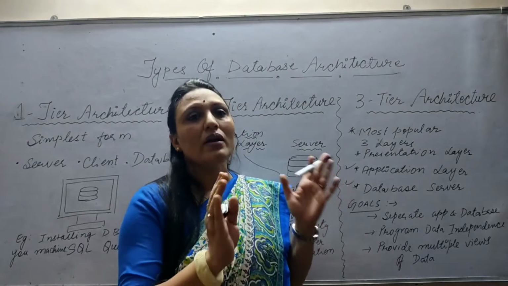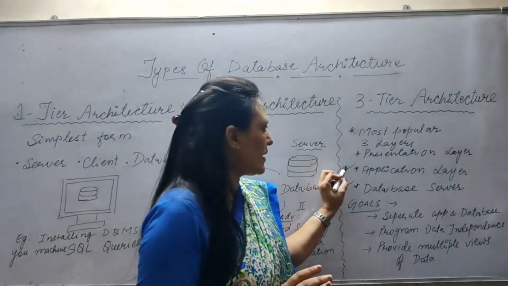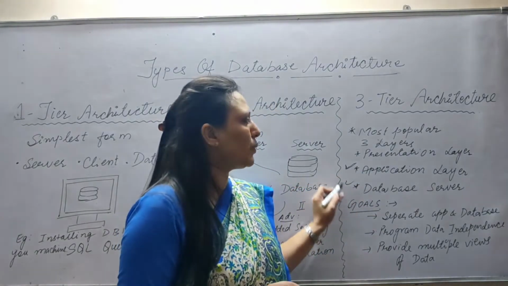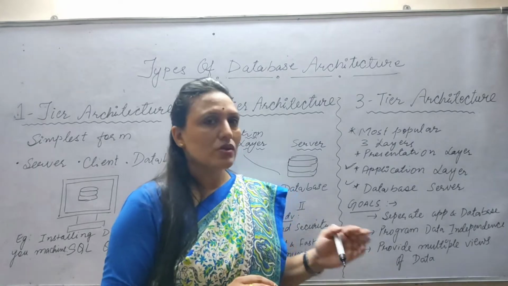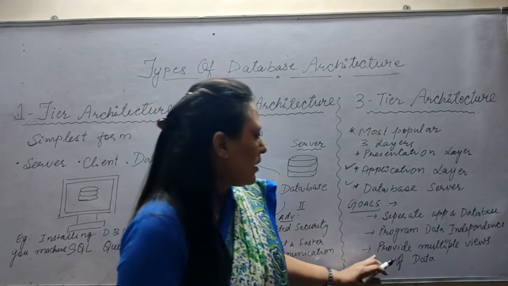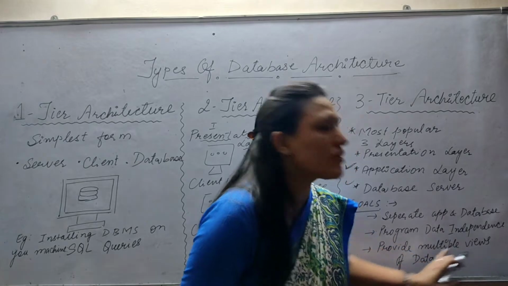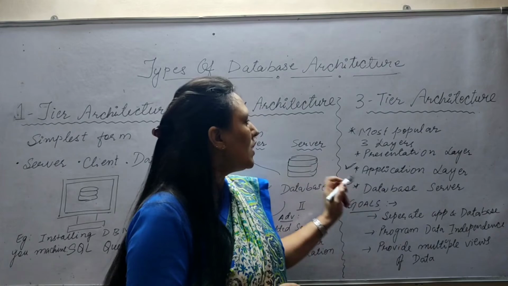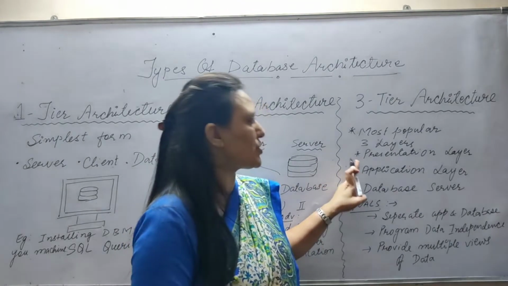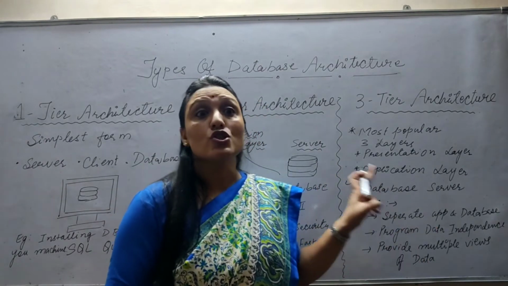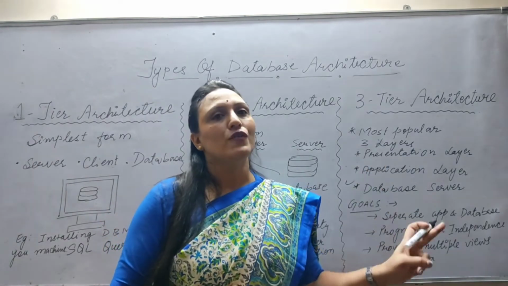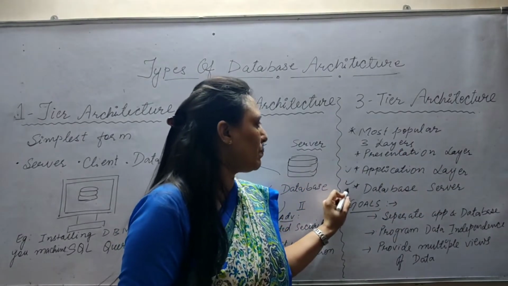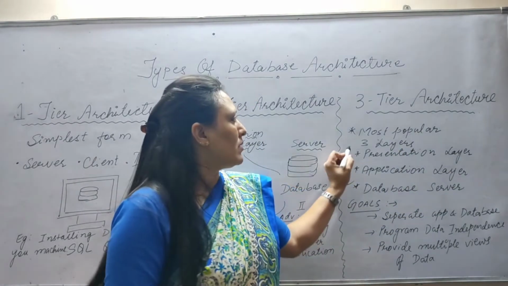If one is having some problem or something to work upon, the other one will not be affected. So independence is there, right? Then it provides multiple views of the data. Yes, this is again a very good advantage of three-tier architecture. Since we have different applications at the application layer, we can have different views of the data from the database. As the application requests, the particular view will be there.